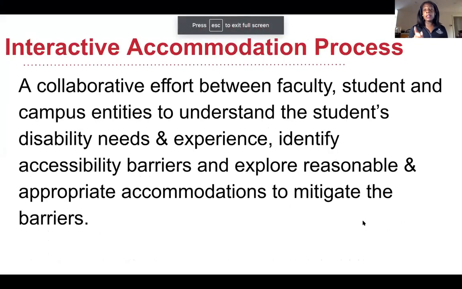And so the most important thing to be aware of is the interactive accommodation process. At the end of the day, it is about a conversation between the student, faculty, and appropriate campus entities to understand how does the student's disability impact them on a daily basis, and then what's needed to eliminate barriers, and doing it within the context of what is reasonable and appropriate. And so a student may have a very individualized accommodation request, and that needs to always be looked at versus going to a hard, fast, no, absolutely not.